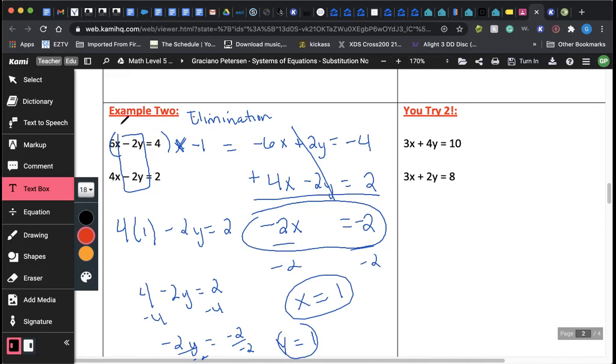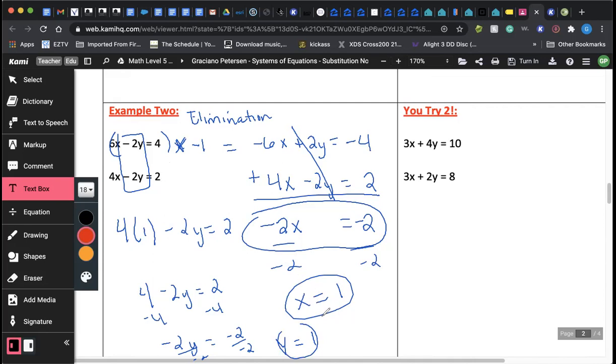So we have 6 times 1 minus 2 times 1 is equal to 4. Is that true? Well, 6 times 1 is 6. 2 times 1 is 2. So 6 minus 2 does in fact equal 4. So you can always check it by using them in the other equation that you didn't use.